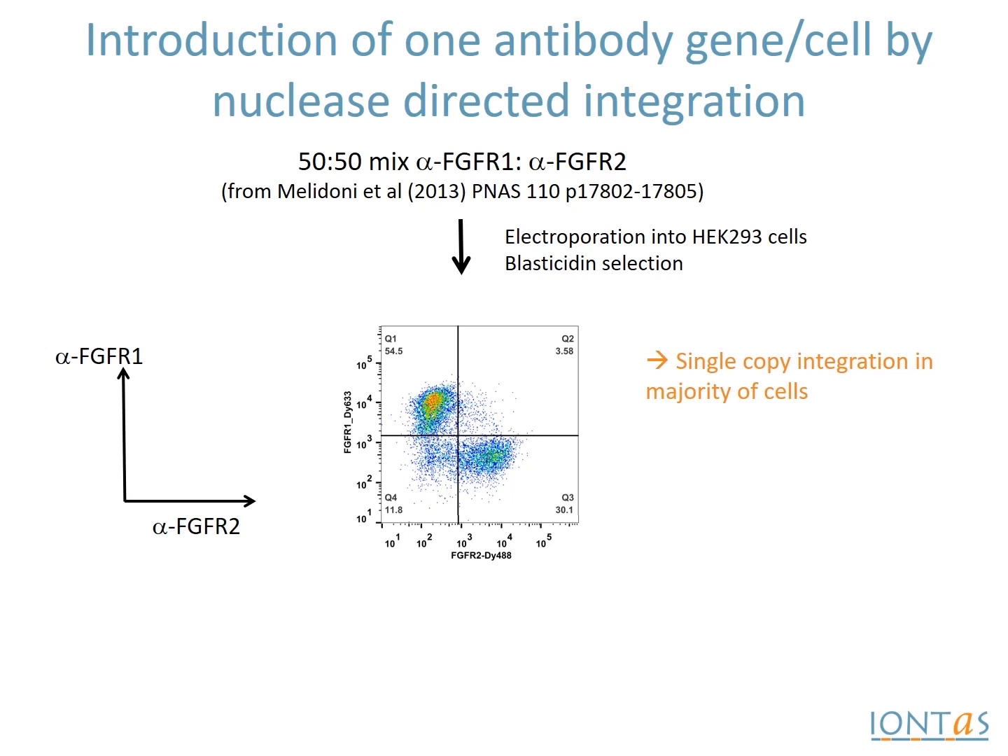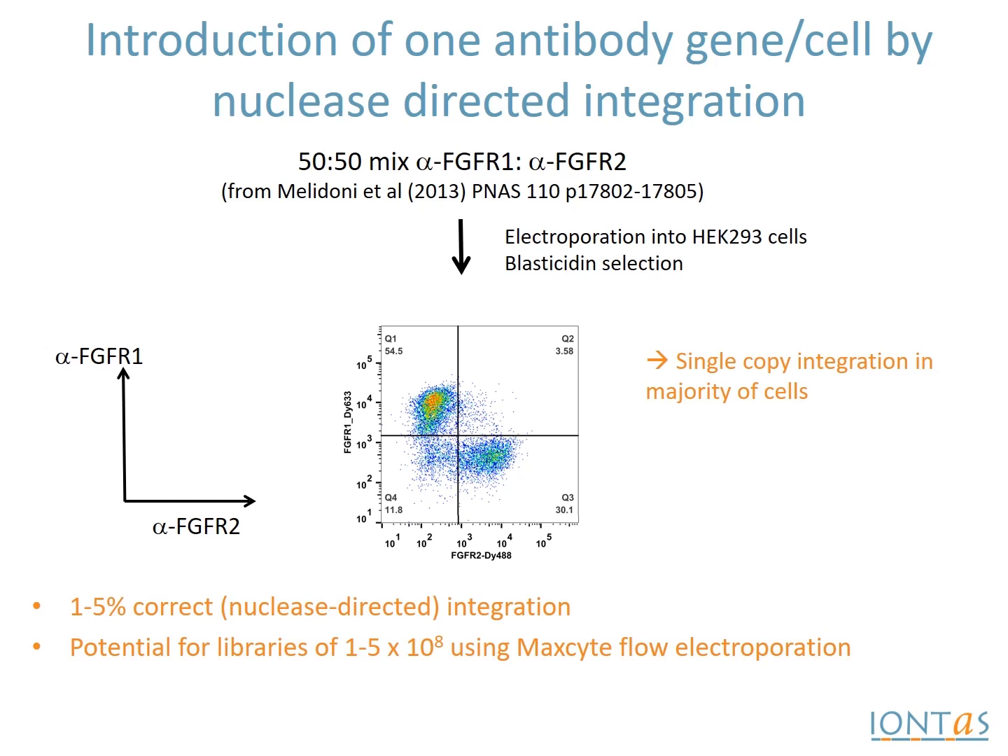And in this case, we find somewhere between 1 and 5% of the cells go on within about a week or so to give us a stable integration. To determine whether we've got single copy or not, we're now using the labelled anti-FGFR1 and anti-FGFR2 to look at this. And what we can see from the dot plot shown here is that the majority of cells within the population are positive either for FGFR1 or for FGFR2.